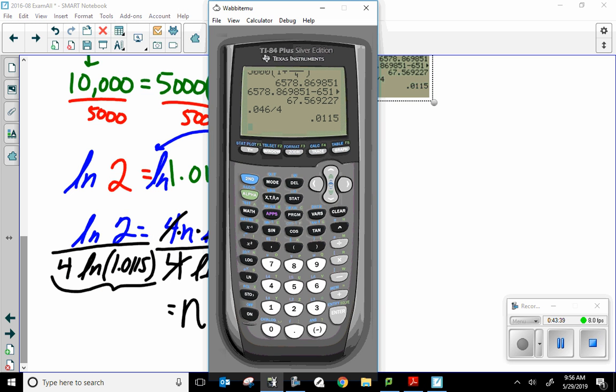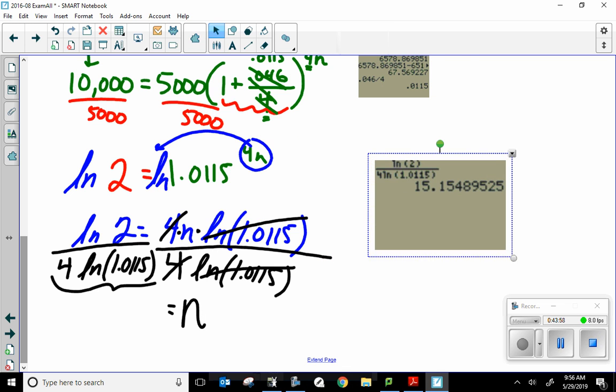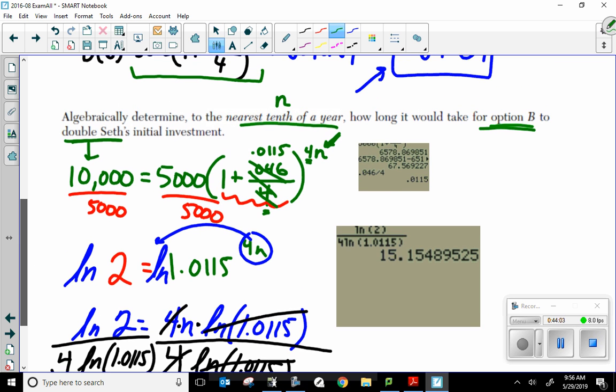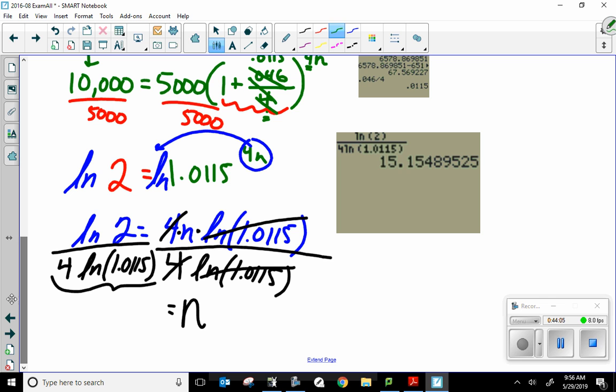So I take, and let's take a look at what we got. The ln of 2. Okay, enter. Let's just make a fraction. Let's do it nice and clean. It's the ln of 2 over 4 times the ln of 1.0115. So how long would it take for this dude's money to double? 15.15. They want that to the nearest what? 10th of a year. That's 1 decimal place. This will round up to a 2 because the number after it is 5 or bigger. Label it, please. That's years.